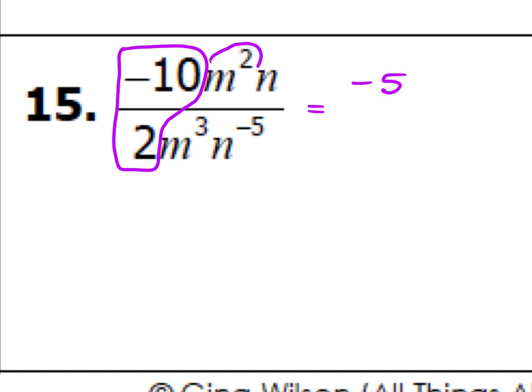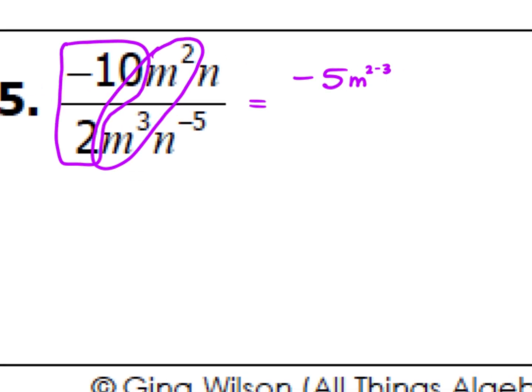Okay. What does this become? Not 0. Because 2 minus 3. 2 minus 3 is what? I mean, 1. Probably. M to the 2 minus 3 is m to the -1st. Okay. And then n, this is n to the 1st minus a -5. Okay, so now let's simplify that. You have a -5. You have an m to the -1st. What is n to what power? 1 plus 5 now is n to the 6th.